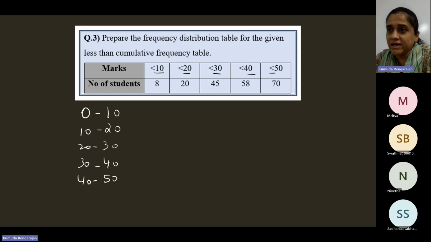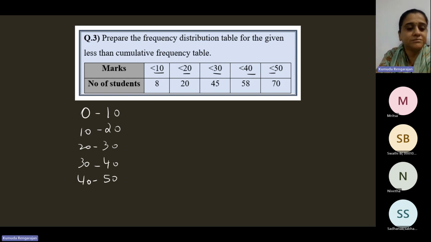Whatever you see with less than, they are the upper limits of the class intervals. So 10, 20, 30, 40, 50 are the upper limits. So the corresponding lower limits, you can just fill like that. 0 to 10, 10 to 20. You're writing that by yourself.